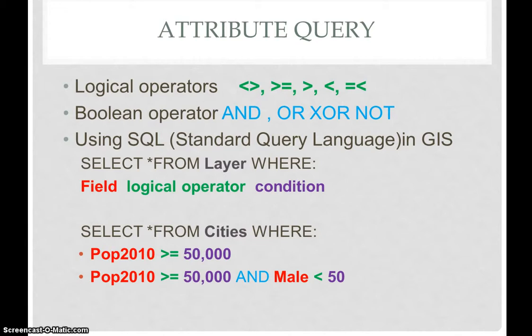And in GIS, the format is that you select from a layer, so a feature, where some field, then you use a logical operator, and then you set a condition. So for example, select from cities where population is greater than or equal to 50,000. Or another query might be select from cities where population 2010 is greater than or equal to 50,000 and males are less than 50. So what you're looking at is two different fields with that second query.